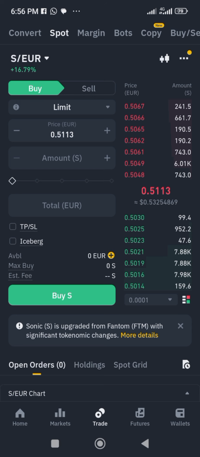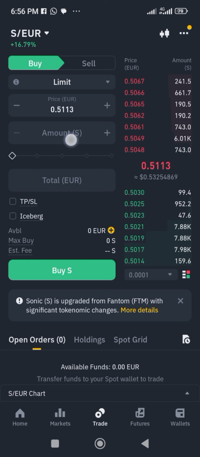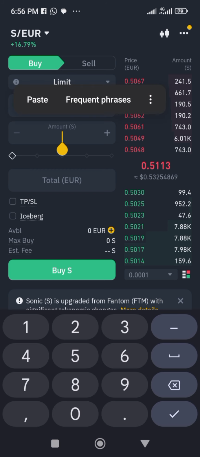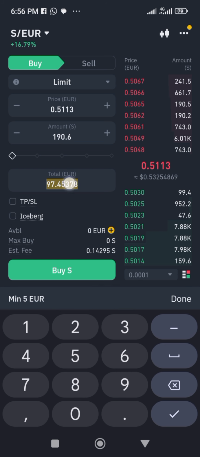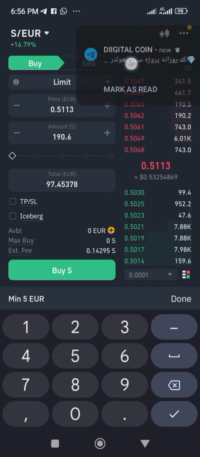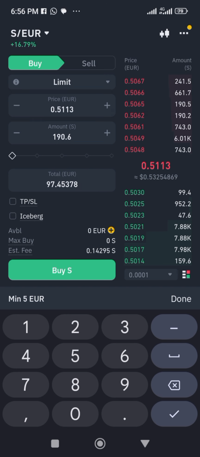After you are here, what you need to do is paste in the amount of S you have bought before, which was 190.6. Then this 190.6 is going to give us 97.4 euro. So now what you need to do is go to EUR/USDT to sell your euro to USDT and make your profit.